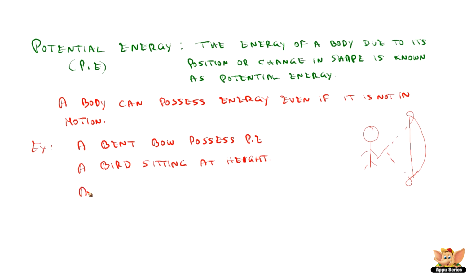And what about a bird flying in the sky? What type of energy does it possess? A bird flying in the sky possesses both energies, potential as well as kinetic energy. Because it is in motion, it possesses kinetic energy, and at a certain height with respect to the ground, with gravitational force acting on it, it has potential energy too. Whereas a bird sitting at a height will have only potential energy.